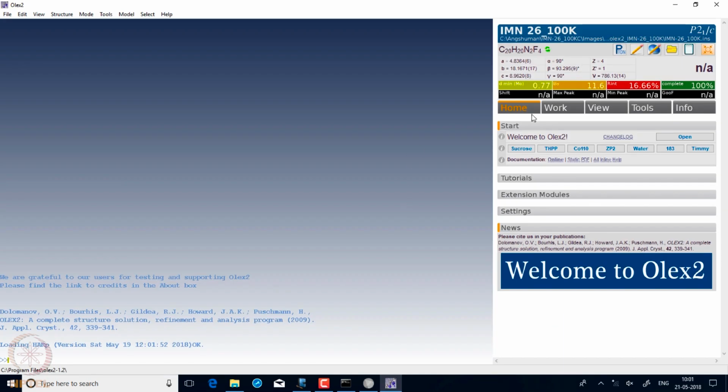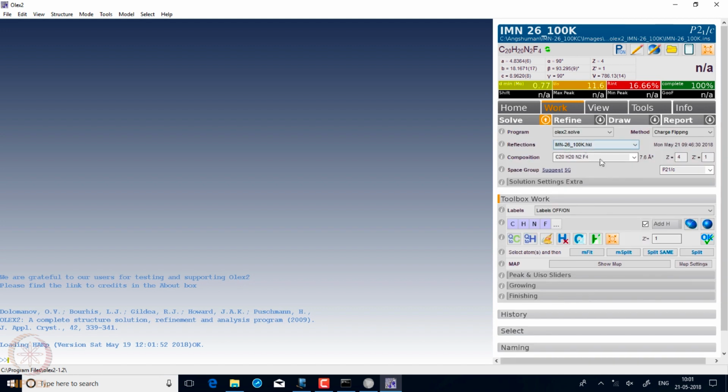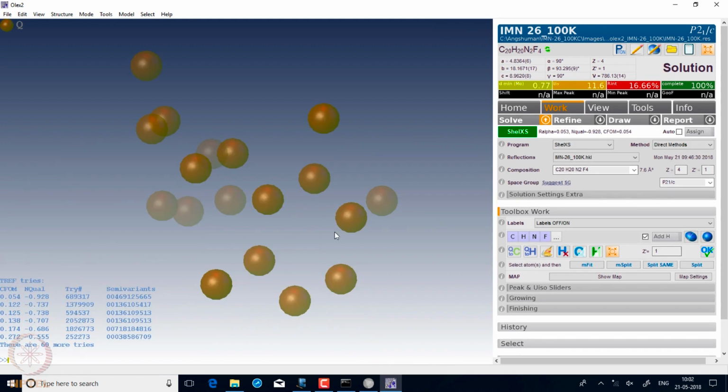So here we start working on the solution part. We click the down button of Solve, and here we can choose different packages that one can use. As I said, we can use XS, XT, SHELXT, SHELXS, different modifications of the same SHELX. So let us first see what happens if we do it with SHELXS and click Solve. See, it has solved the structure for you.